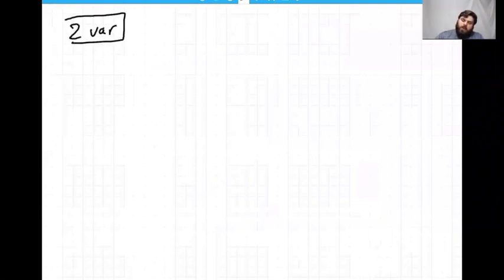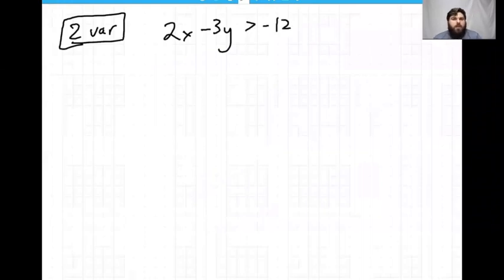Let's look at two variables. So here's how two variables works in inequalities. You might have something like 2x minus 3y is greater than negative 12. This looks like standard form of a linear function, right? You've got the x and the y on the same side, the number on the other side.